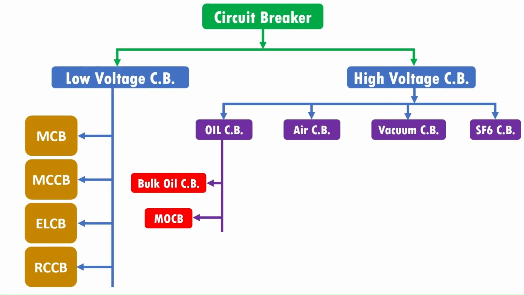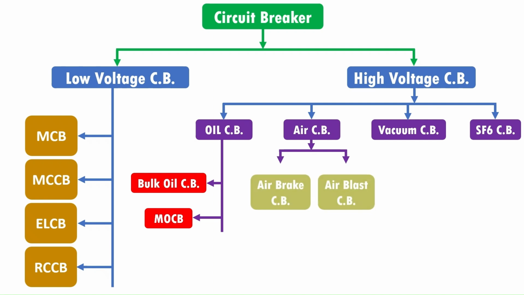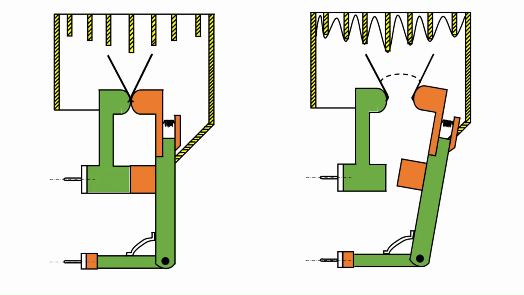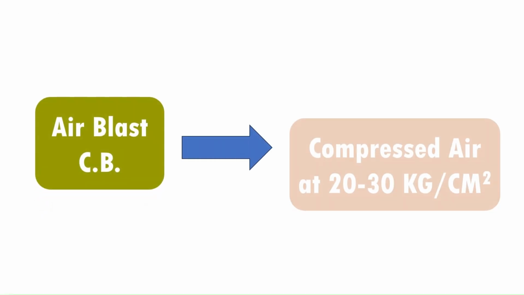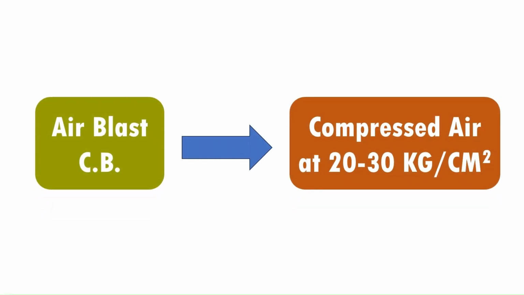Air circuit breakers are of two types: air brake circuit breaker and air blast circuit breaker. In air brake circuit breaker, air at atmospheric pressure is used as an arc quenching medium. In this type of circuit breaker, the principle of high resistance is employed for arc interruption. In air blast circuit breakers, compressed air at a pressure of 20 to 30 kg per centimeter square is used as an arc quenching medium.